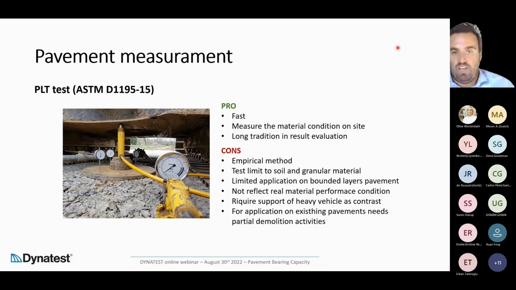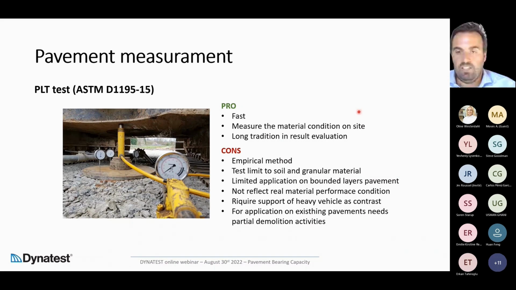This type of test, of course, has a considerable number of not positive points. Again, it's based on an empirical method. The test is limited to soil and granular material. It does not reflect the real material performance condition, because the load in this test is applied for a long time, and the test waits for the settlement below the plate, so it can take a long time. But the real load applied by the traffic is impulsive. It's very fast, so the pavement has no time to settle, but there is a deflection. So the physical approach to the phenomenon is different.